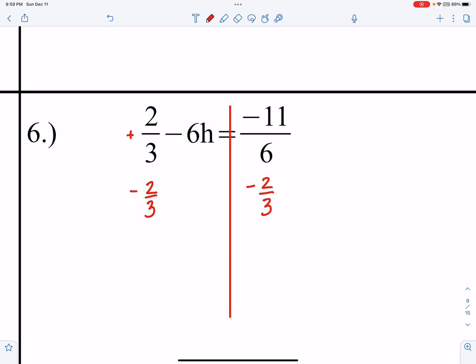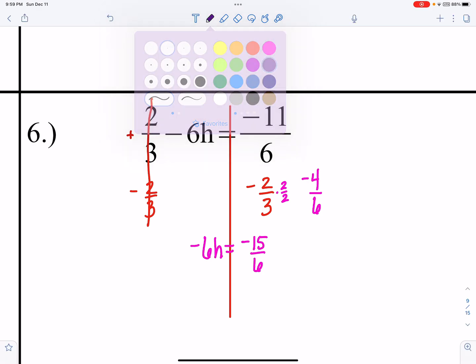Okay, now I don't have common denominators, which doesn't affect this side, but it does the right side. So let's go ahead and do our rewrite here real quick. We have negative 6h equals, and then we'll go ahead and make common denominators. So times 2/2, and we end up with a negative 4/6. So we have a negative 11/6 and a negative 4/6, which puts us at a negative 15/6. All right, moving on to our next step.